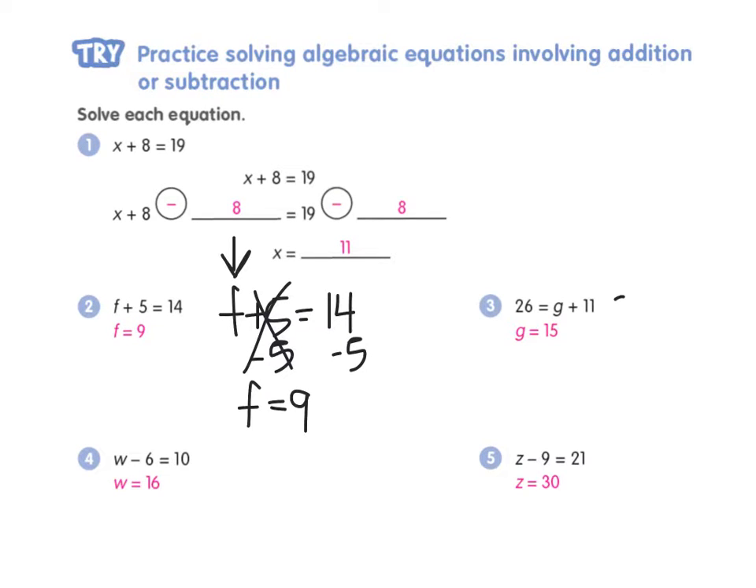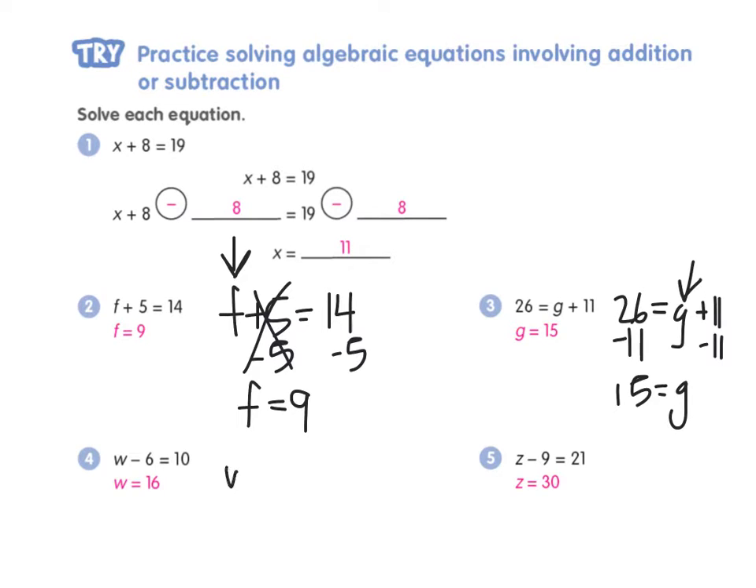For number 3, we have 26 is equal to g plus 11. To isolate this variable, I have to get rid of the positive 11 by subtracting 11 on both sides. 26 minus 11 is 15, so 15 is equal to g.